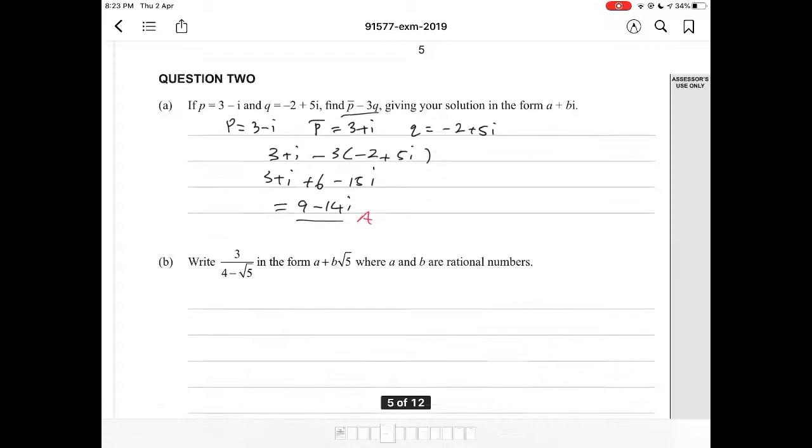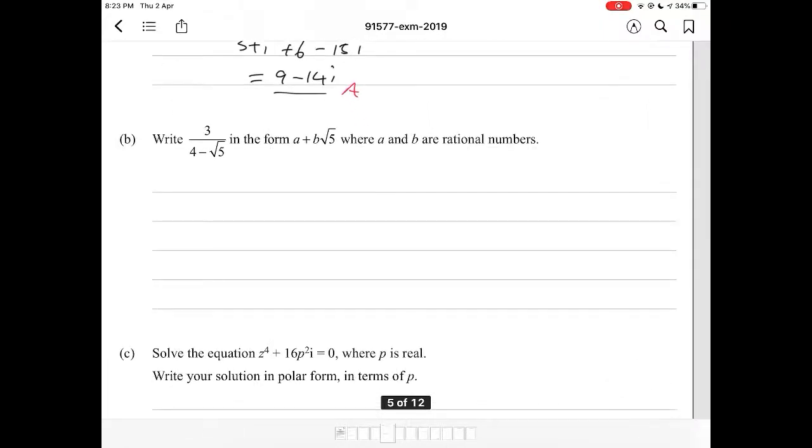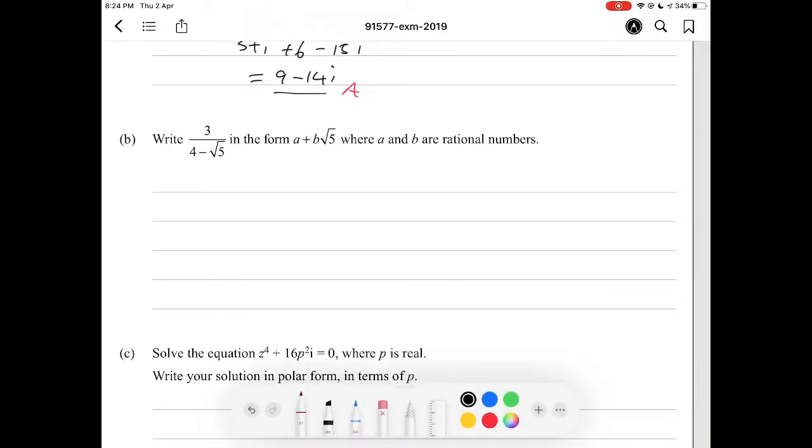Yeah, okay. Question B, 3 over 4 minus root 5 in the form a plus b root 5, where a and b are rational numbers. So basically we want to move the irrational part, which is root 5, into the numerator. This is very similar to multiplying by the conjugate. We just want to multiply by 4 plus root 5 in this case. So we write 3 over 4 minus root 5, and we multiply that by 4 plus root 5 over 4 plus root 5.